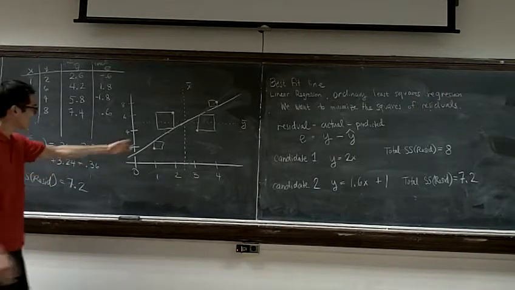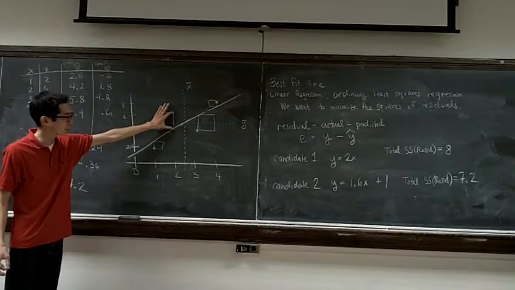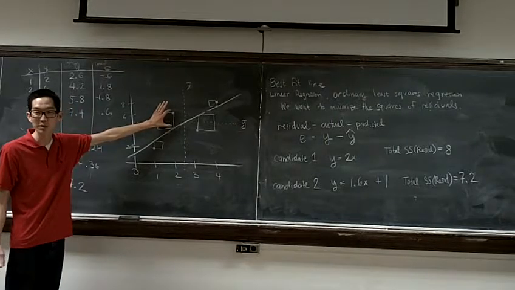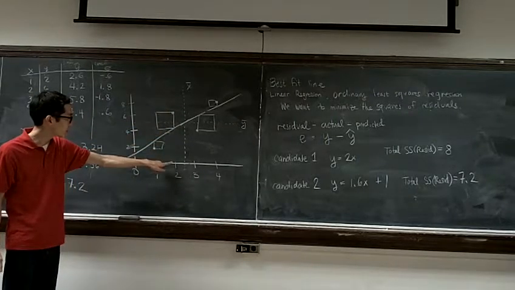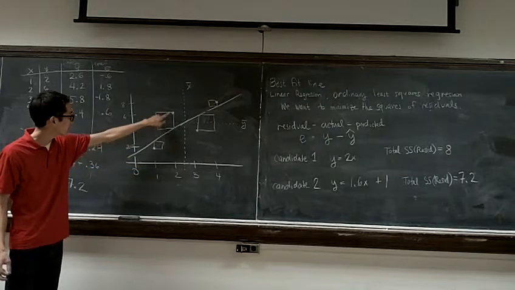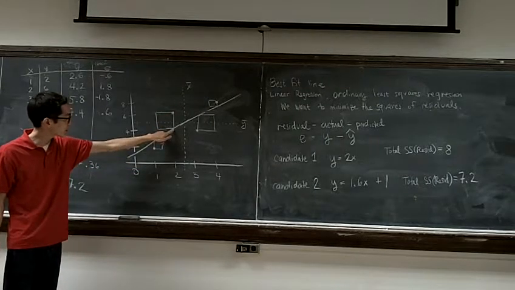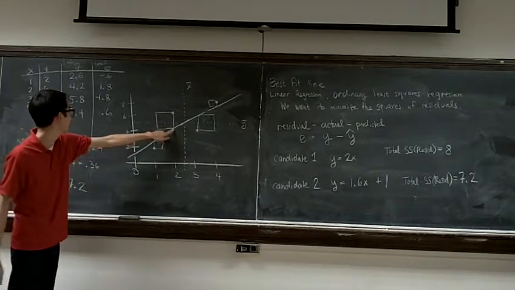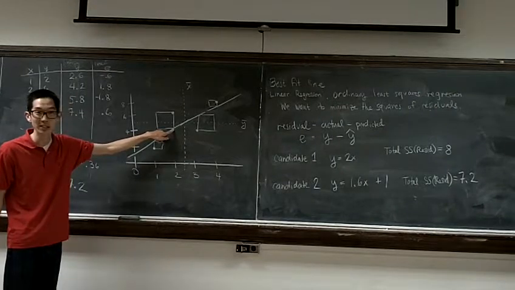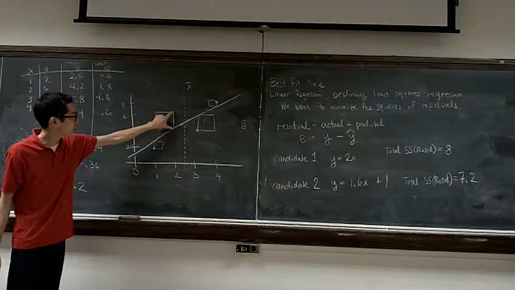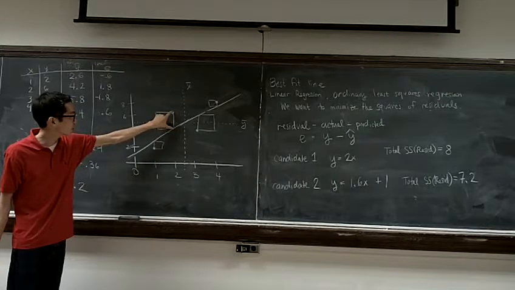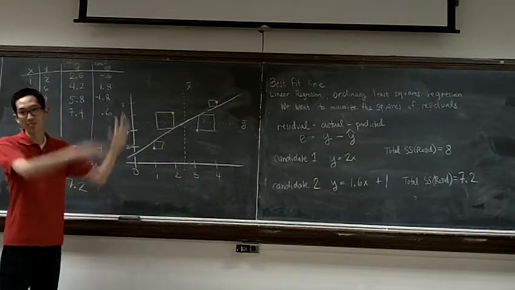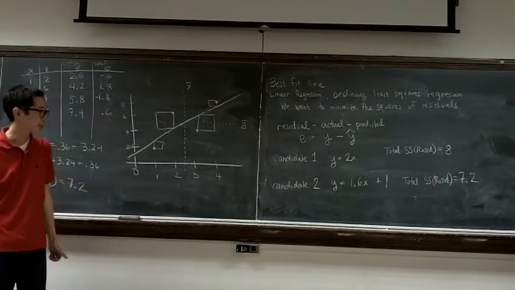This vertical distance is the residual. It's the difference between, right? For data point 2, the actual point is at 6, but according to the line, we predict it to be 4.2. So this vertical distance of 1.8 is the residual, and then we square it, okay? And then we do that for all data points.